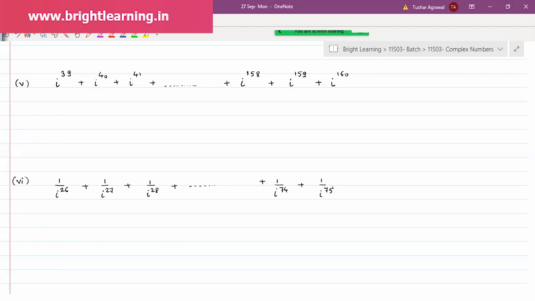Just write done in the chat box when your answer is ready for the fifth one. The sixth one we'll discuss afterwards. When you've completed solving the fifth one, just write done in the chat box.